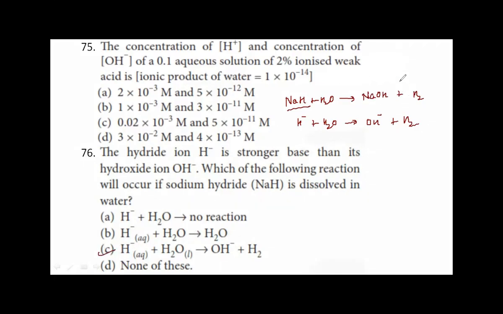Understood? So how it dissociates, we must be knowing. That's it. Once you know how it dissociates, we can get them in the first reaction. I wrote it in molecular form. The second reaction was in ionic form because here they have asked for ionic form.